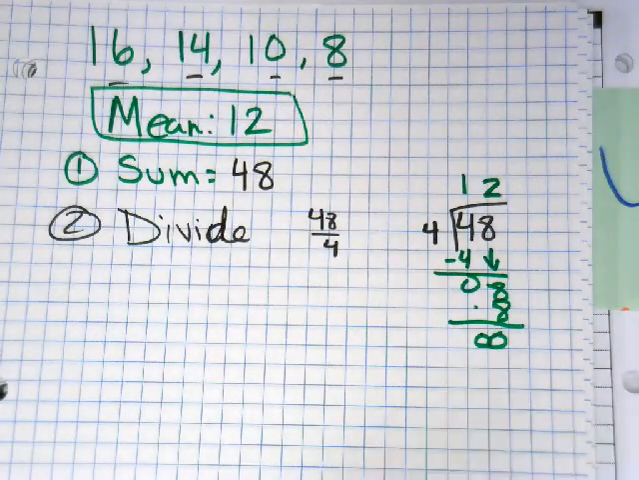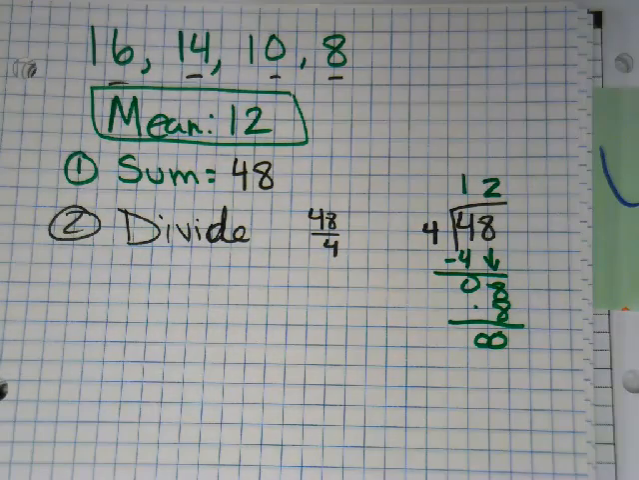So on average, what's my mile time? 12 minutes. Do sometimes I run it faster? Yes. Do sometimes I run it slower? Yes. But on average, I run it at 12. Okay? 12.